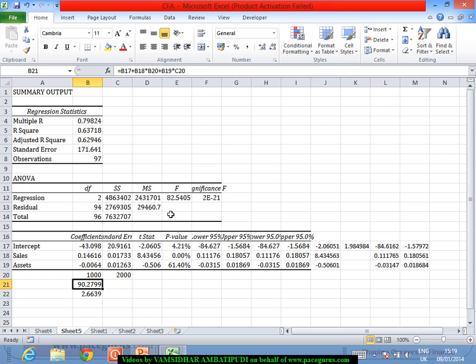But before we go much further into that, we again look at the total degrees of freedom: 97 observations, so the total degrees of freedom is 96. Because there are two independent variables, we take 2 as the regression degrees of freedom and 94 as the residual degrees of freedom. Then I need the total sum of squares.